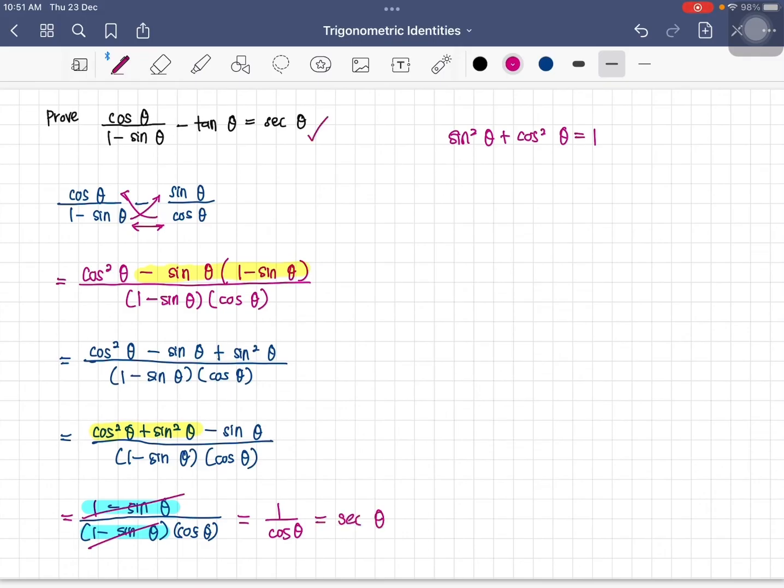So we have proved this identity. This is the reason why I do not expand this one. I do not expand it because I want to cancel 1 minus sine theta together with 1 minus sine theta at the numerator, also at the denominator.